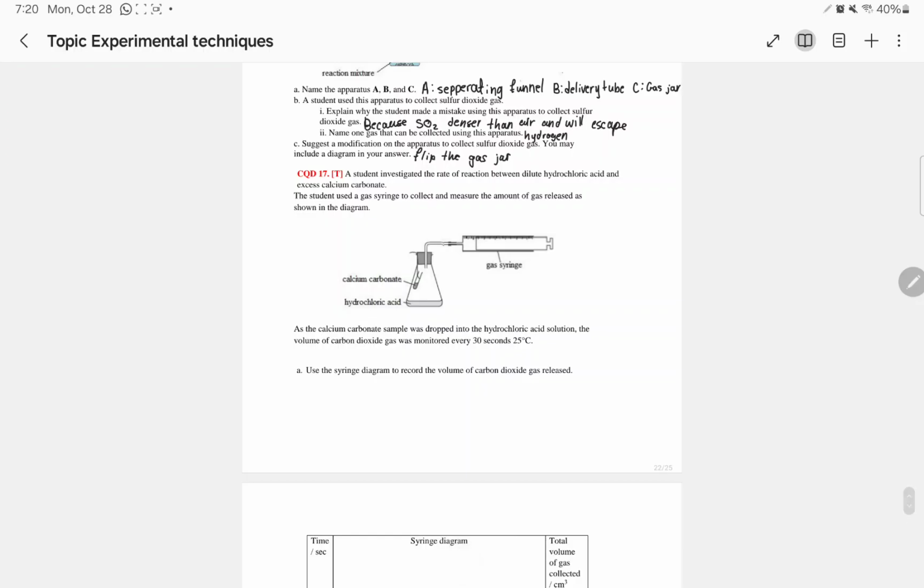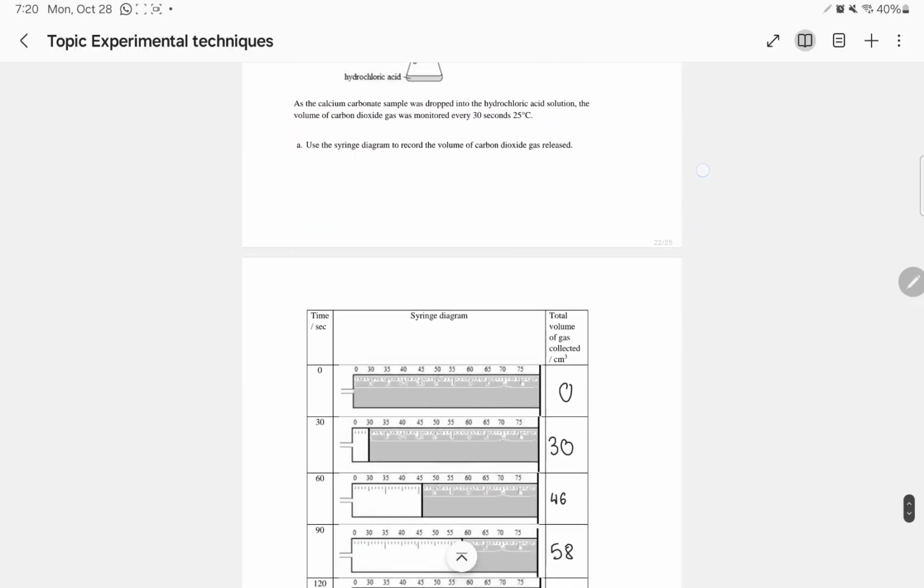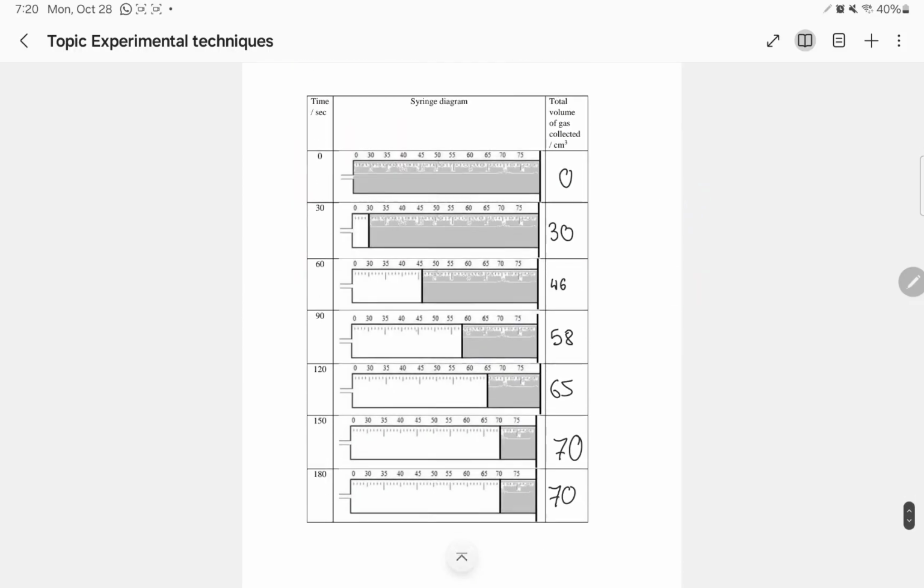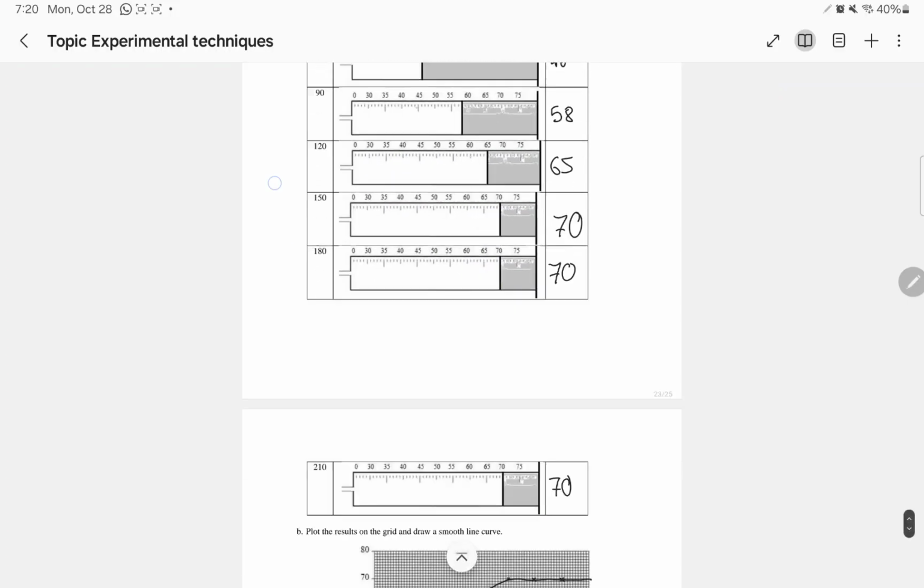Now, again, the student's investigating the rate of the reactions between hydrochloric acid and calcium carbonate. He's using a gas syringe to collect and measure the amounts of gases released. Okay, this question, really easy. You're gonna just see what part of this is white or not gas, filled with gas. This here is 0. This is 30, 45, 46. Be careful, count. This is 60 or 58. This is exactly 65. This is exactly 70. And there's one more that's also exactly 70.